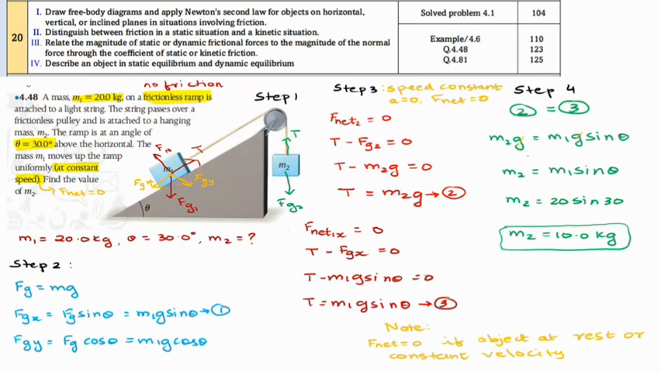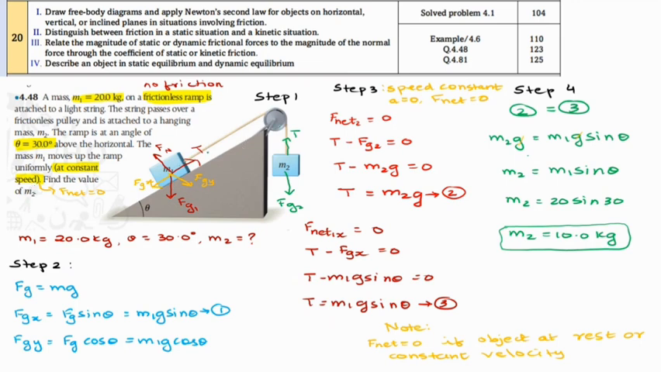Question 4.48. Here you have a mass m1 of 20 kg on a frictionless ramp attached to a light string. The light string passes over a frictionless pulley and is attached to a hanging mass m2. The ramp is at an angle of 30 degrees above the horizontal. m1 moves up the ramp at constant speed. Find the value of m2.